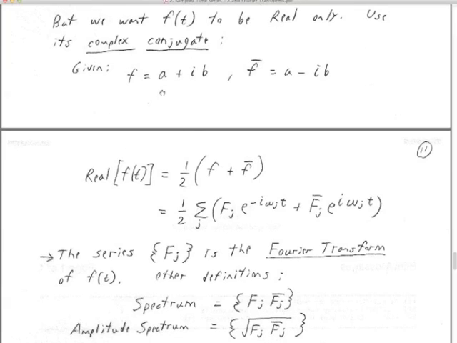Now you know about the concept of the complex conjugate. Given some complex number f, which is equal to a plus i b, where a is the real part and b is the imaginary part, the complex conjugate, which I might write as f with a bar over it, or f prime (in different places I use different notation), is f bar equal to a minus i b. So all you do is negate the imaginary part.